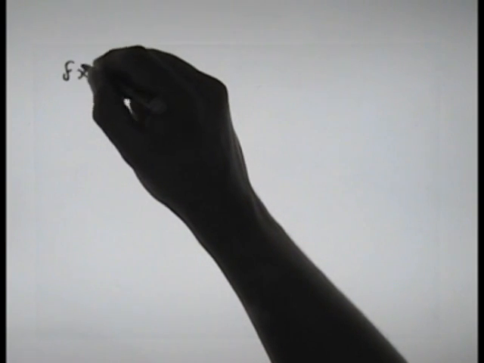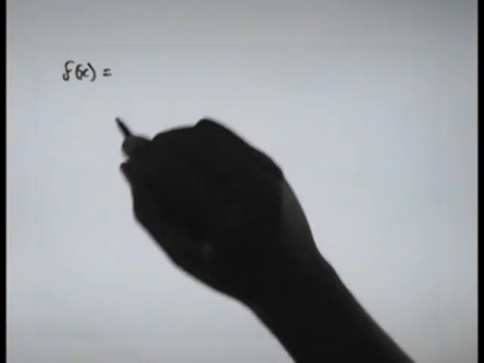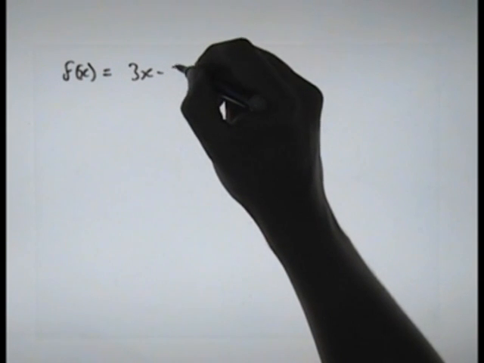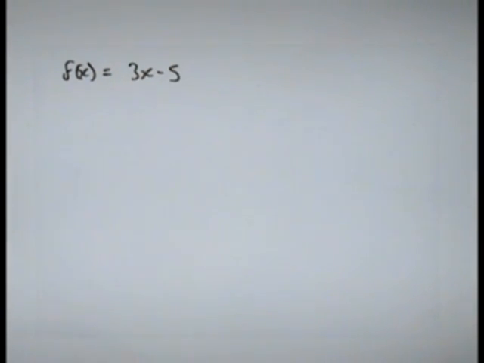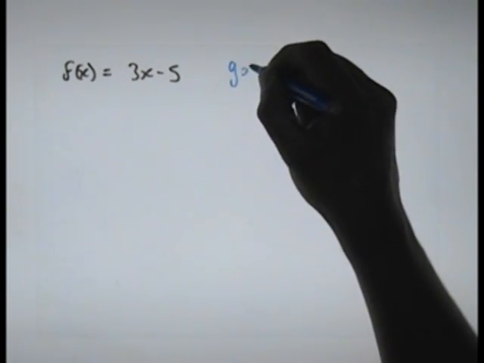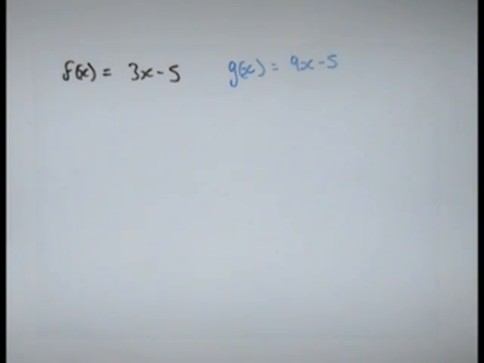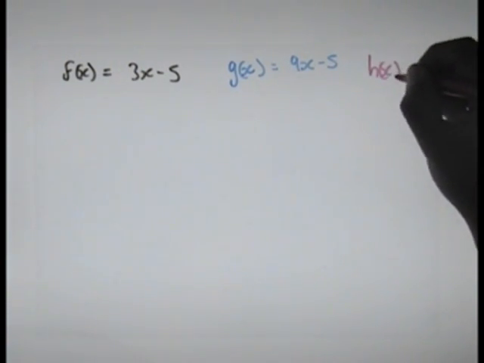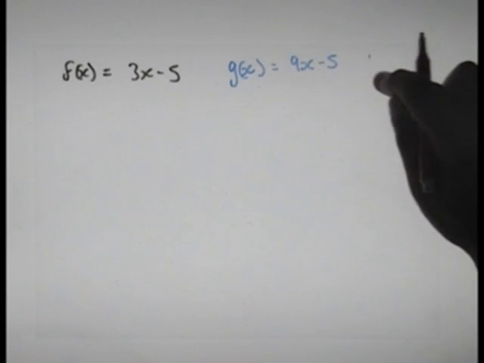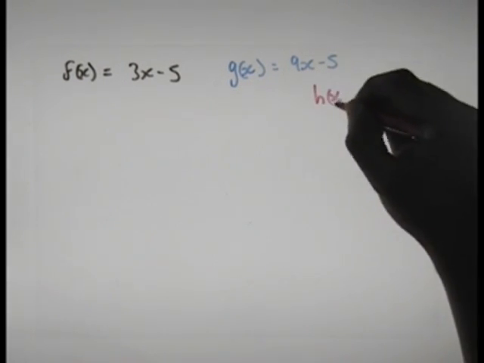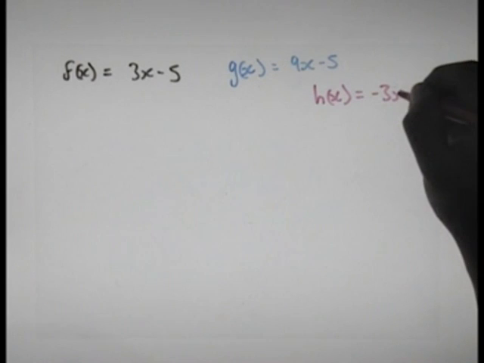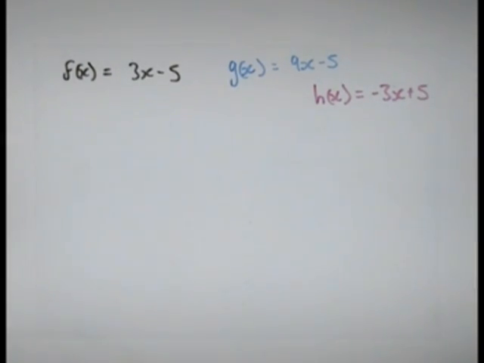The first one I gave you to do: sketch on the same set of x's f of x is equal to 3x minus 5, g of x is equal to 9x minus 5, and h of x is equal to minus 3x plus 5.